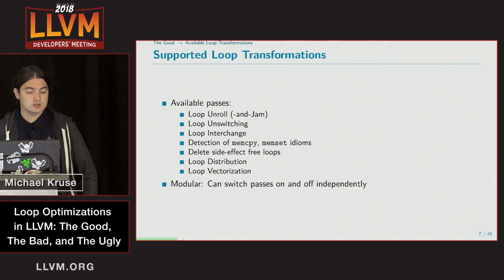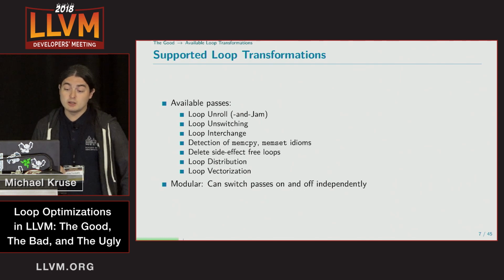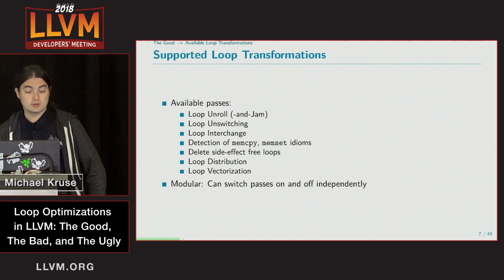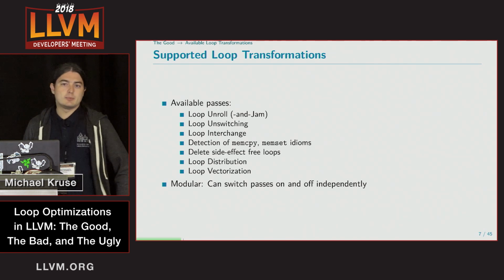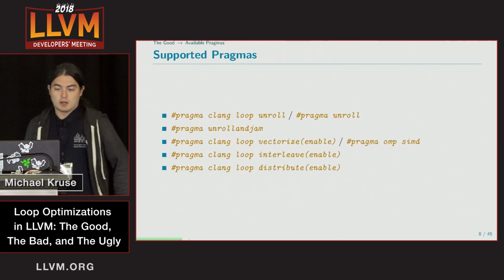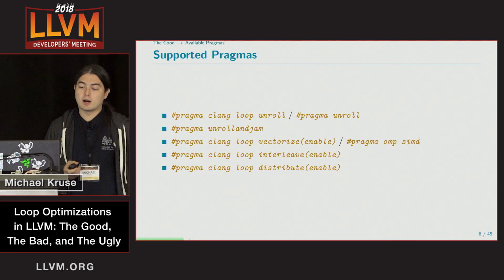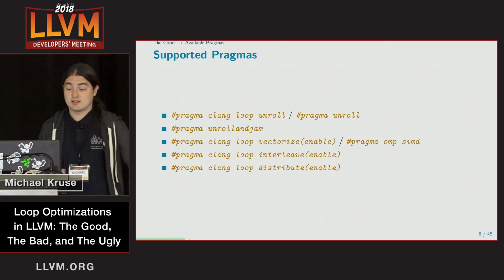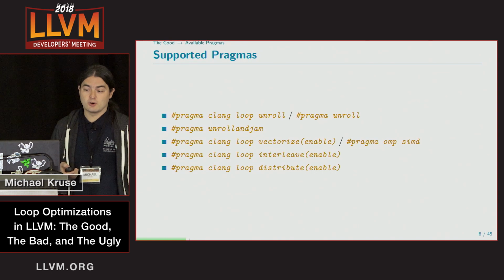Coming to the things that I think are good in the compiler, we actually have a couple of loop transformations, ranging from loop unrolling and jamming, loop idiom detection, vectorization, to loop distribution, and these are modular. We can switch them on and off independently. There is no necessary interaction between them. We also support controlling some of them using parameters.